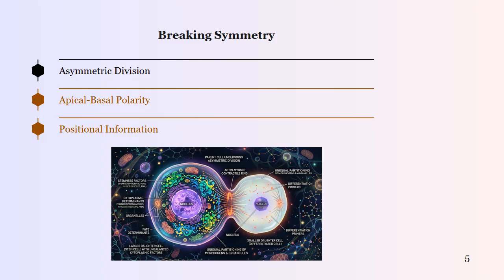5. Breaking symmetry. Asymmetric division. As the embryo reaches the 8 to 16 cell stage, divisions can become asymmetric, creating one polar and one nonpolar daughter cell. Apical basal polarity. The inheritance of the apical cap determines whether a cell stays on the outside or is pushed to the interior. Positional information. Cells moved to the interior are destined to become the inner cell mass, while exterior cells become trophectoderm.